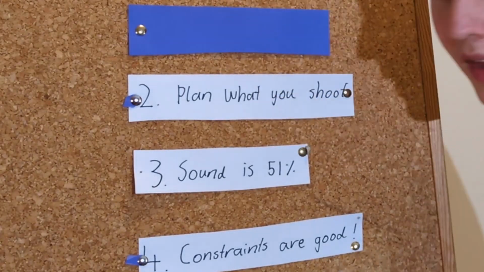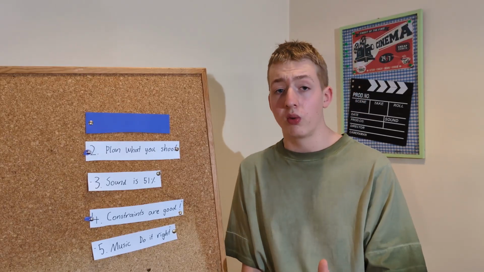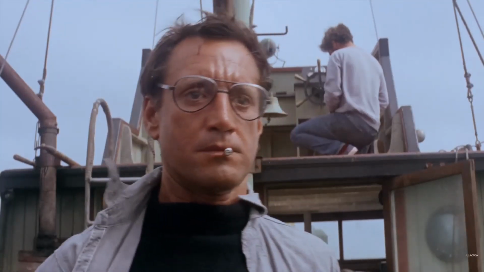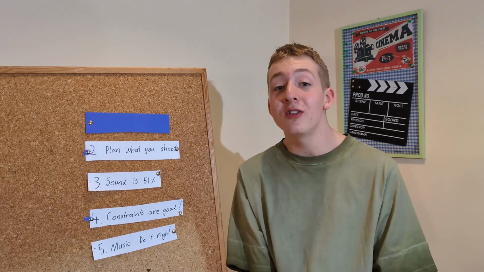Plan what you shoot. This one sounds really obvious. Of course I'm going to plan what I'm going to shoot. But I actually don't mean it quite like that. Let's look at Jaws. In Jaws, they were needing to make a whole movie about a shark, but CGI didn't really exist then, and making a realistic looking shark was going to be impossible like that. So they had to make their big animatronic shark, and famously, it did not work very well. They ran into a lot of problems with it.